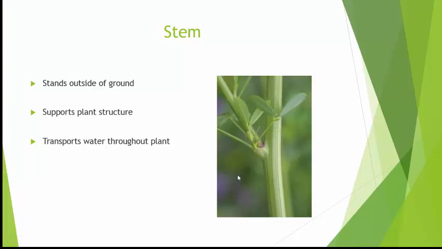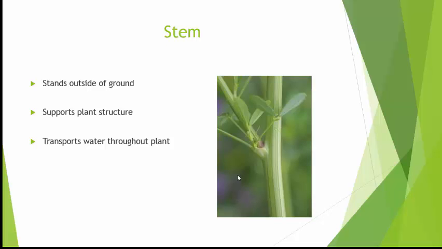Next is the stem. The stem stands above the ground. It is connected to the roots, but it is visually seen above the ground. It is in the center of the plant. The purpose of the stem is to provide support to the plant, almost like your bone structure in a human. And it also stores the nutrients and the water that the roots suck up. The stem is used to transport the nutrients and the water from the roots to the leaves, and it connects the roots to the leaves.